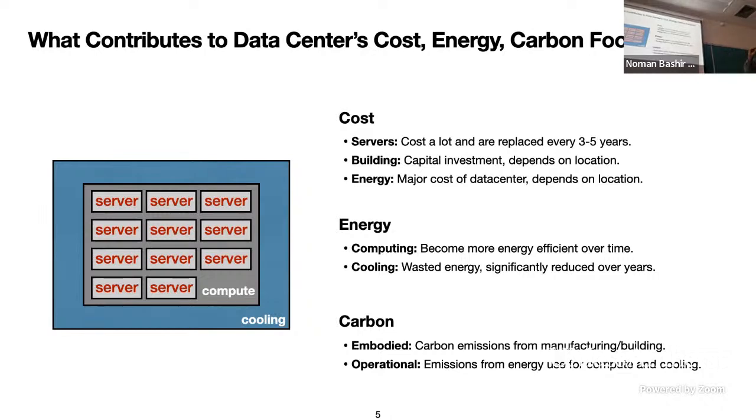So what are the different attributes that contribute to data center cost, energy, and carbon footprint? These are the three things that we will mainly talk about. In terms of cost, you have the cost of servers, and the cost of the building, whether you are renting or have built the building yourself. So there is capital investment, depending on the location. Servers last 3 to 5 years and then need to be replaced, not because they are not working, but because more advanced or energy optimized servers have become available.